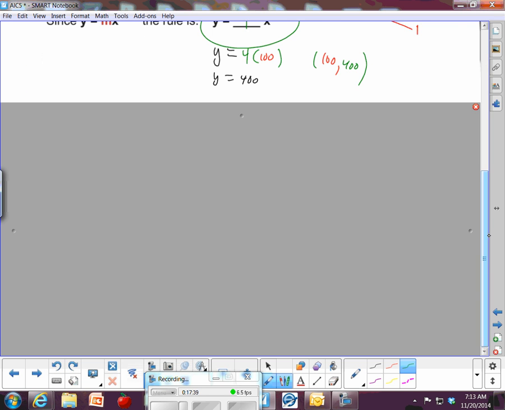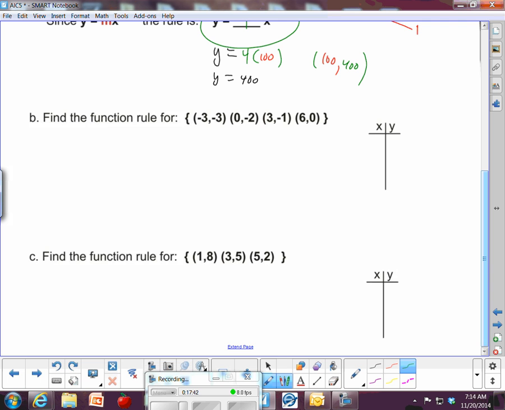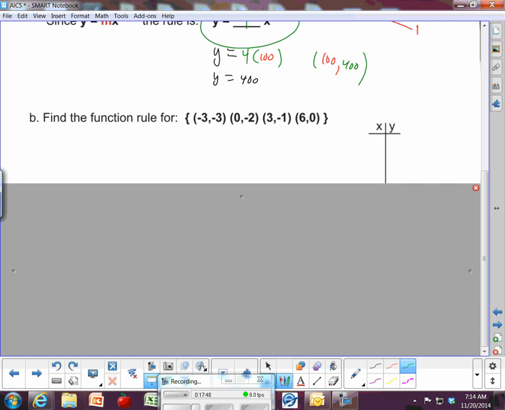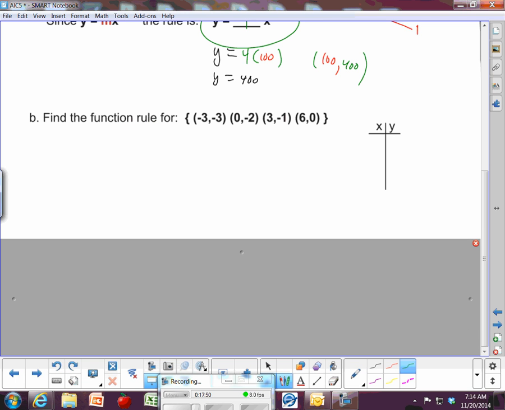Okay, last one. Oh, 2 more. Sorry about that. Let's get that shade back up there. Okay, so here we have the same situation, find the function rule. So remember, what's the first thing you're going to do? XY chart. All right.